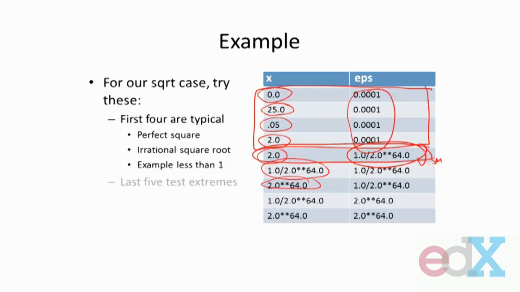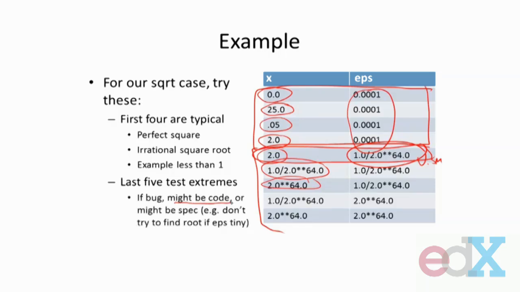Now, in these last 5 extremes here, if I in fact find a bug, one of the things that will be interesting is that the bug might be inside the code, or it might be in the spec. For example, don't try and find a root if epsilon is really tiny. But it'll at least expose whether I have a problem or not. So there's a partition. This right here is a nice partition of the input space, and it has both typical examples and boundary case examples. And that is a nice example just based on black box testing of looking at what is the specification, what might I do.